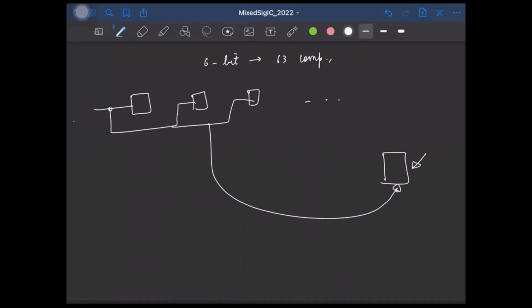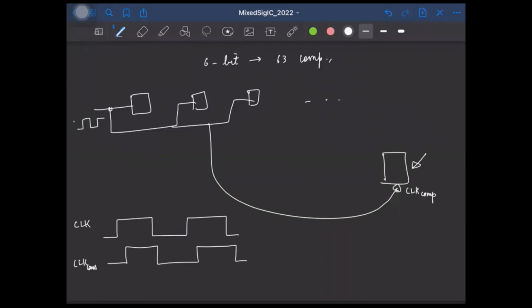So to the comparator that is located at the farthest end, the clock will come with a slight delay. For example, let's say this is the actual clock that is fed externally. Now let's say this is the clock that is going to the comparator at the farthest end. This clock will be a slightly delayed version of this. Now we know that the falling edge of the clock determines the sampling instant, right? Now, if the input is changing very fast, what will happen is the following.